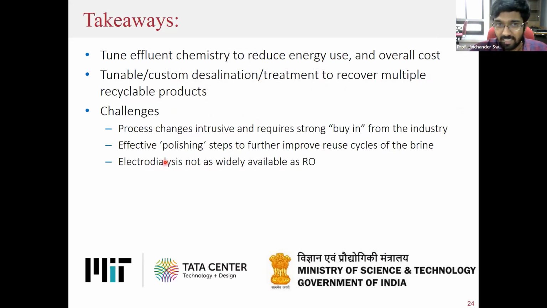However, there are of course challenges. The first challenge is that process level changes are quite intrusive. So we need significant buy-in from the industry to implement a situation where the chemicals they actually use in the process are changed to reduce the energy in the downstream desalination. The other opportunity is to look for good polishing steps to further improve the reusability of the salty brines that are produced. And one more challenge is that the electrodialysis technology itself is not as widely commercially available as RO.